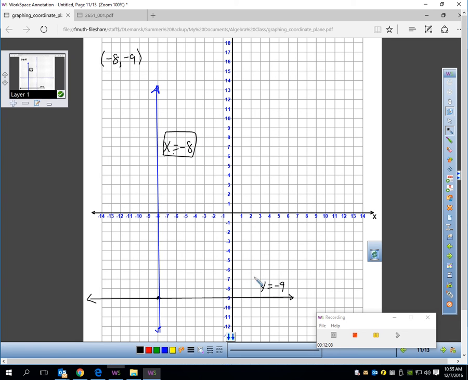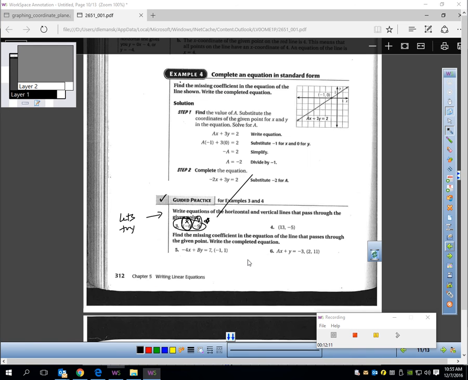Y is -9. So when I go back for the next problem, when I see these 2 points, if I want the horizontal and vertical lines passing through, x has to equal 13 and y has to equal -5. So I can kind of picture in my head 13 right, 5 down. My vertical line is 13 to the right, so x is 13, and my horizontal line is 5 down. There's my equations.